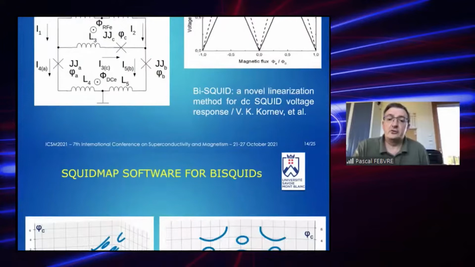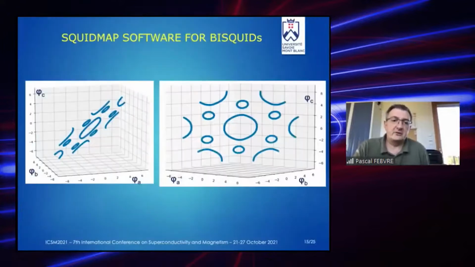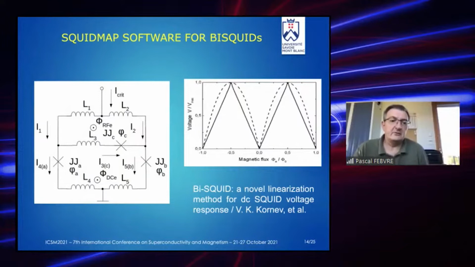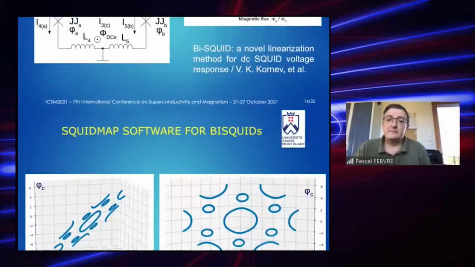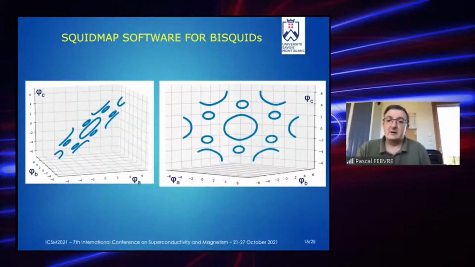We can calculate the contours. In this case, there are three junctions, right? You have a SQUID down with junctions A and B, and you have a third junction, which is C, which has been added to make it more linear. And in this case, you can see the contours of these three phases in 3D, which correspond to solutions of equations to respect flux quantization in all the loops, and also of course the current imposed by the user.